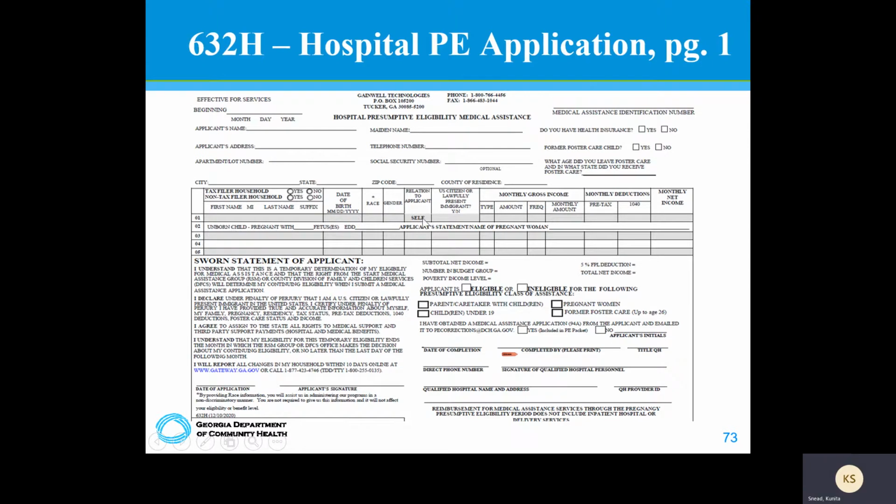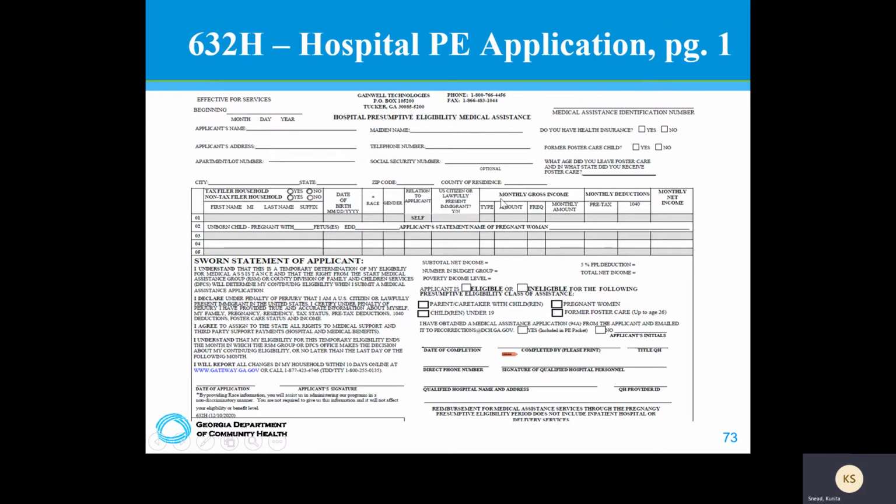You're going to fill in their information, the name, date of birth, race, gender. The relation is already pre-populated as self. And then this is the column right here about U.S. citizen or a lawfully present immigrant. So you're going to ask if they're a U.S. citizen. If not, then you're going to go through your policy to determine if they are a qualified immigrant.